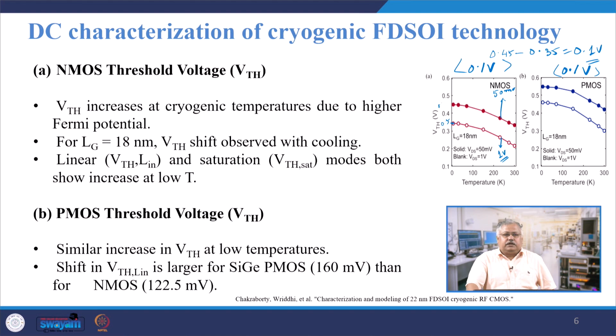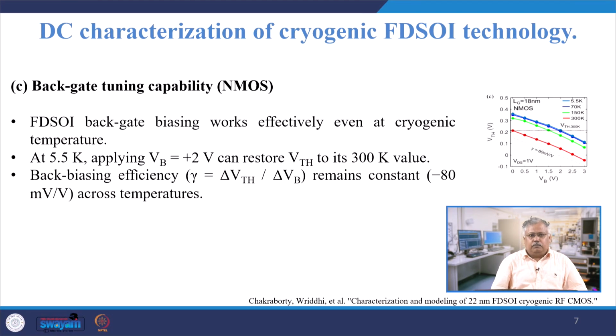For PMOS, the shift in the threshold voltage is larger for silicon germanium than for NMOS, which is about 160 millivolts, and this is 120 millivolts, right? But qualitatively, they look the same in both cases.